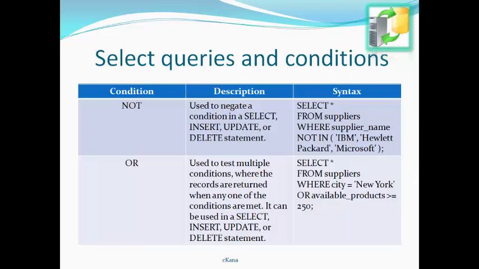Then we come to the OR condition. It's used to test multiple conditions where the records are returned when any one of the conditions is met. For example, select asterisk from suppliers where city equals New York or available products are greater than or equal to 250. So this would return all the suppliers that reside in New York or have available products greater than or equal to 250.